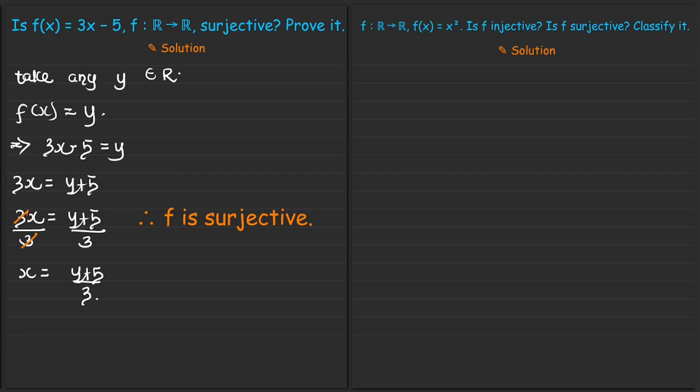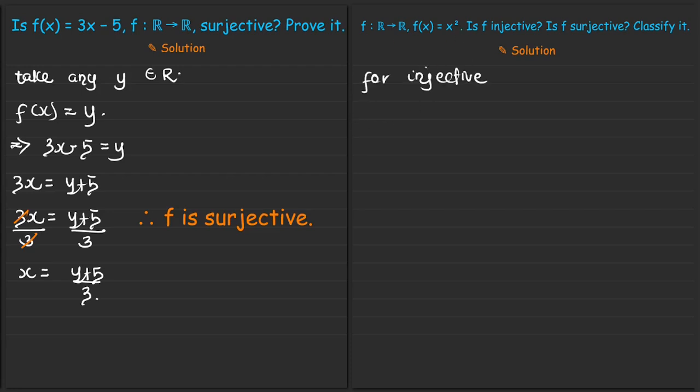Our last but one question here says that the function maps from real numbers to real numbers, and the function is f of x equals x squared. The first one is whether or not the function is injective. Secondly, we have to determine whether or not the function is surjective, and then we should classify it. So let's start with the injective.